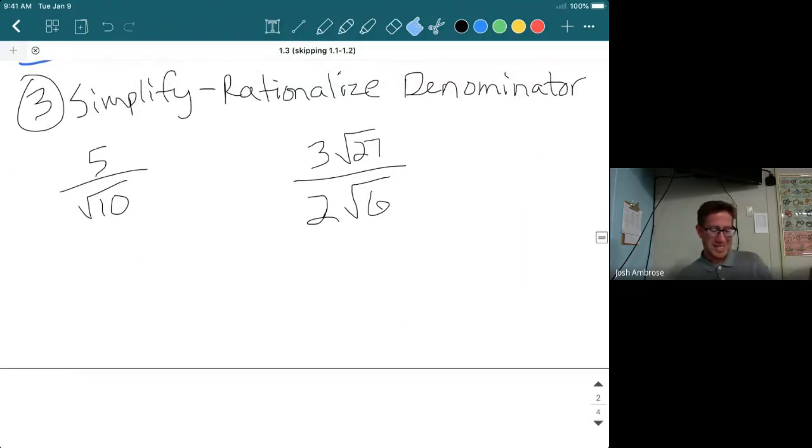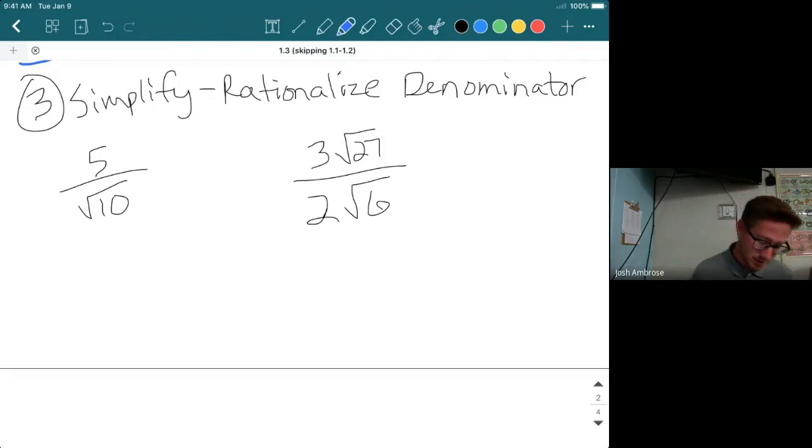Next group: simplify, but not just simplify. We have to rationalize the denominator. That's a big old fancy phrase that basically means you can never, ever leave a square root in the denominator. You must do what is called rationalizing it, a fancy way of saying you're going to eliminate that radical. But how do you do that? By multiplying that radical by itself.